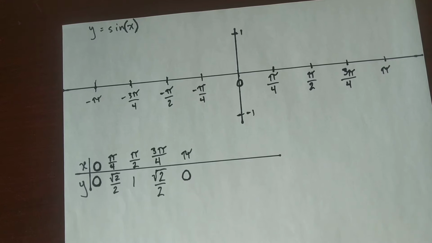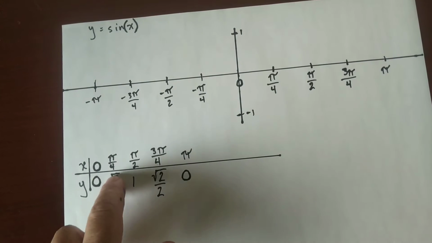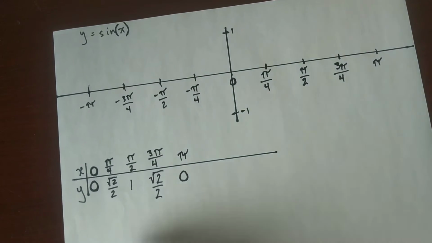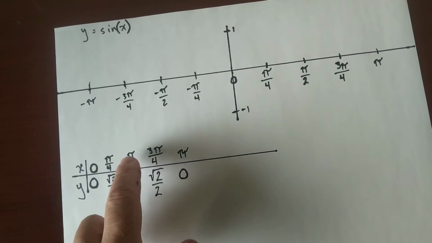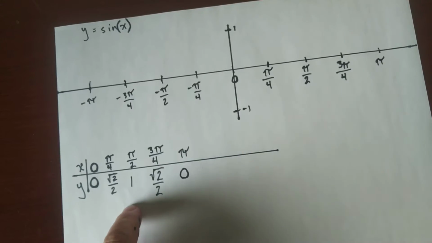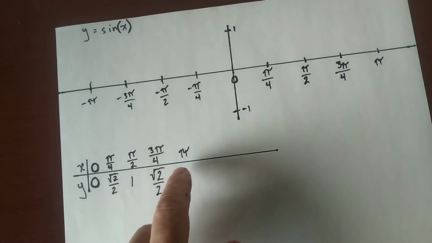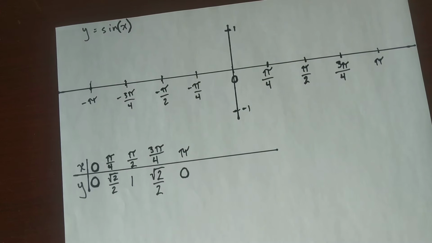If I use the table of values and I find the sine of 45 degrees, which is pi over 4 in radians, I get square root of 2 over 2. If I go to 90 degrees, I get 1. 3 pi over 4, I get square root of 2 over 2. And pi, I get 0. Now let's think about it.